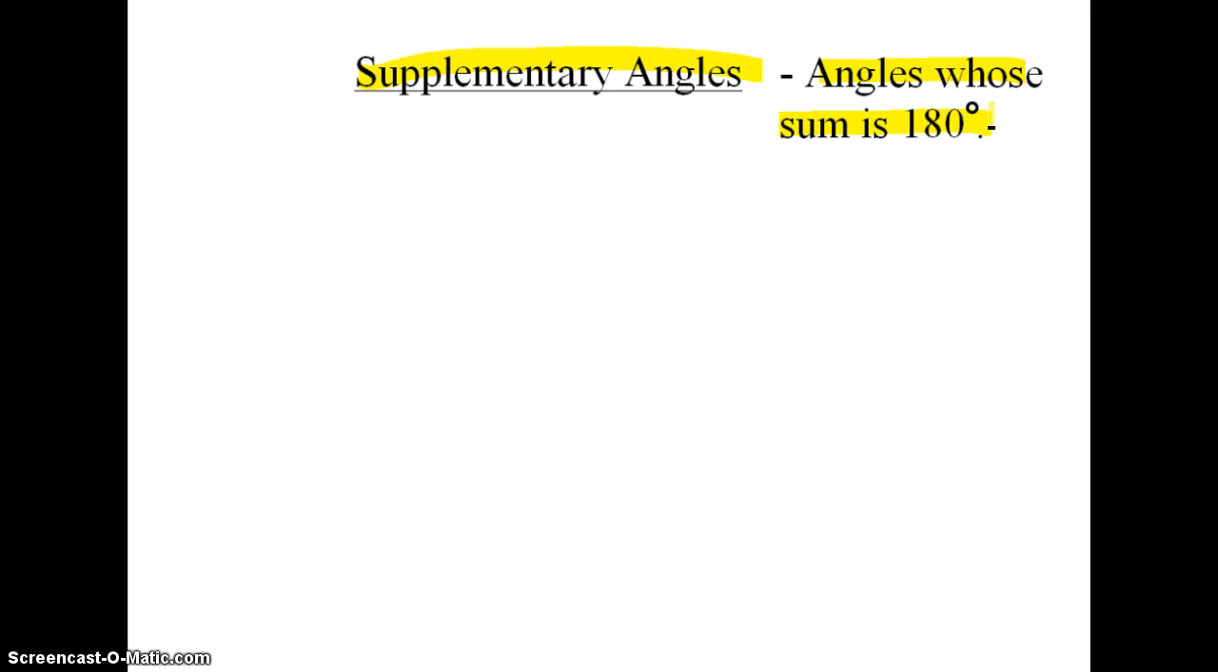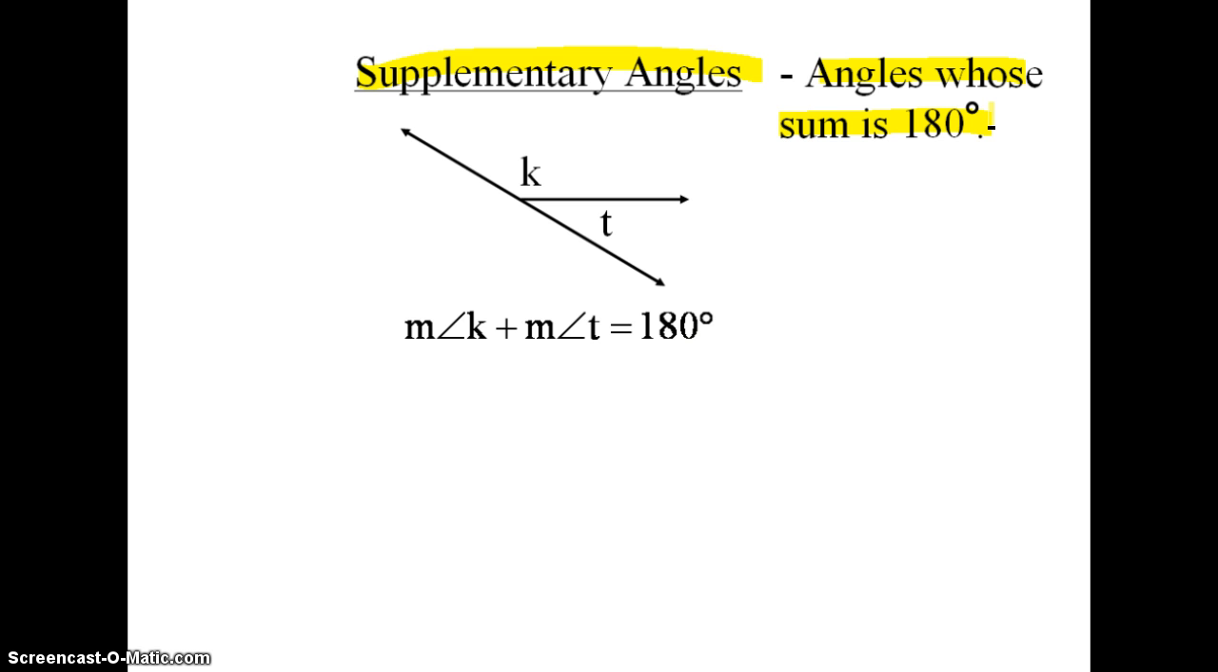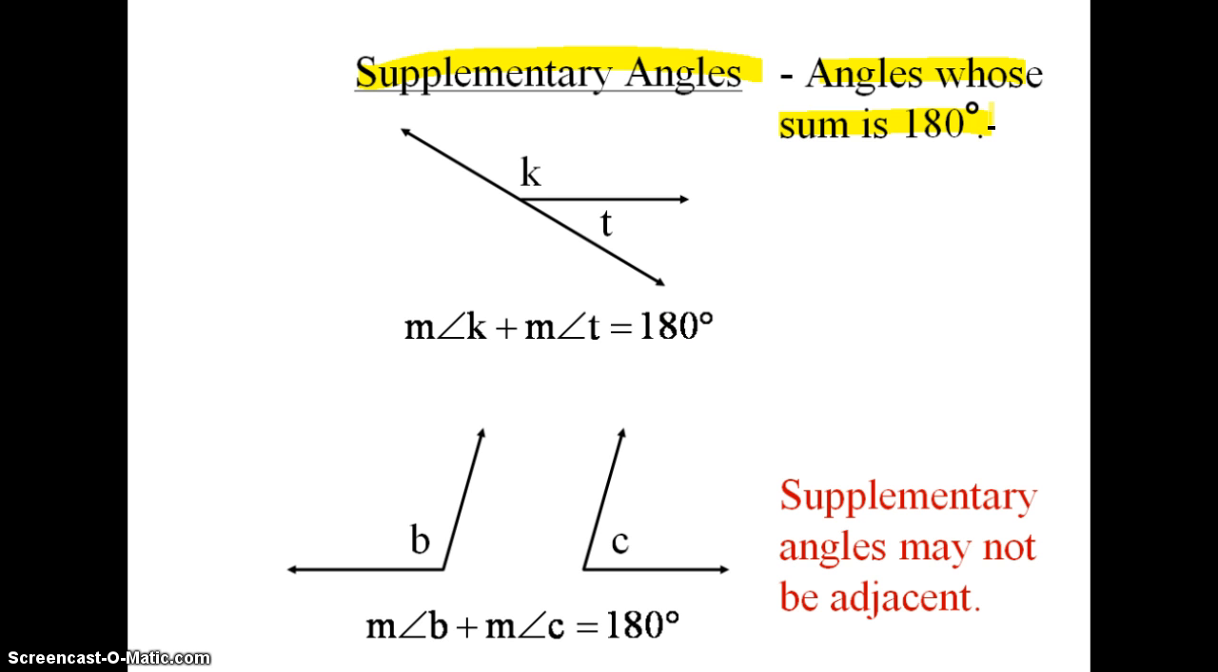Alright, go ahead and copy this word down in your notebook. Supplementary angles. Supplementary angles are angles whose sum is 180 degrees. So, since we know that a straight line is 180, if I were to take a straight line and split it up into two angles, K and T, then those two angles added together would equal 180. So, if I have maybe angle B or angle C, then if I were to put those two together, they also add up to 180.